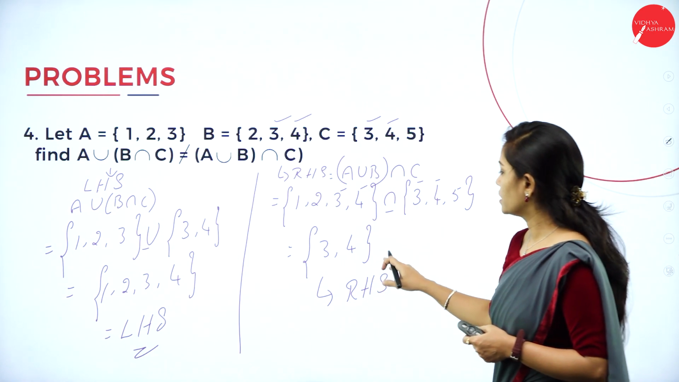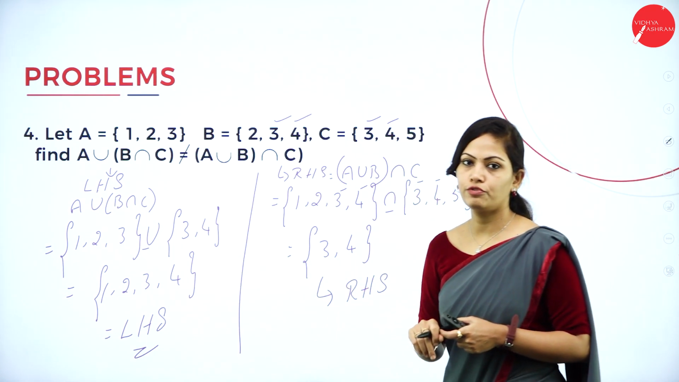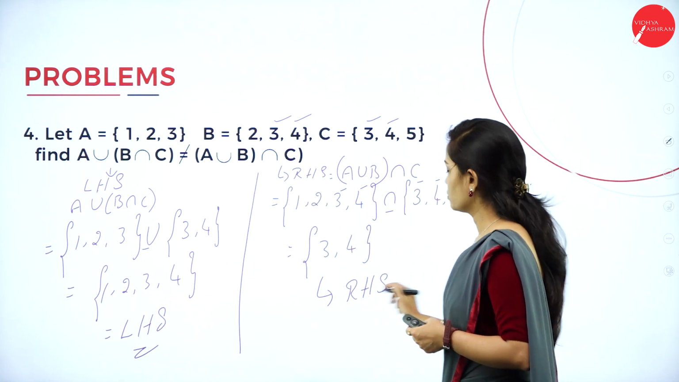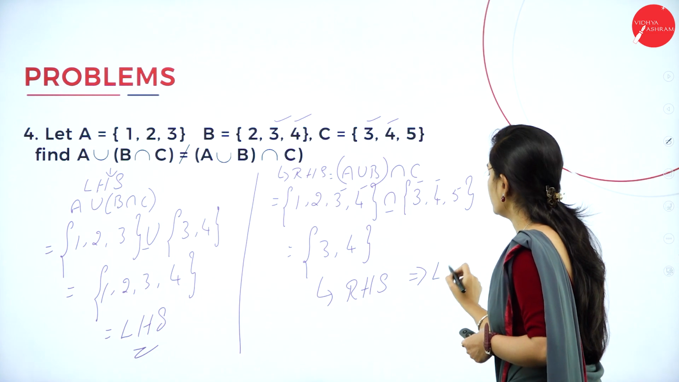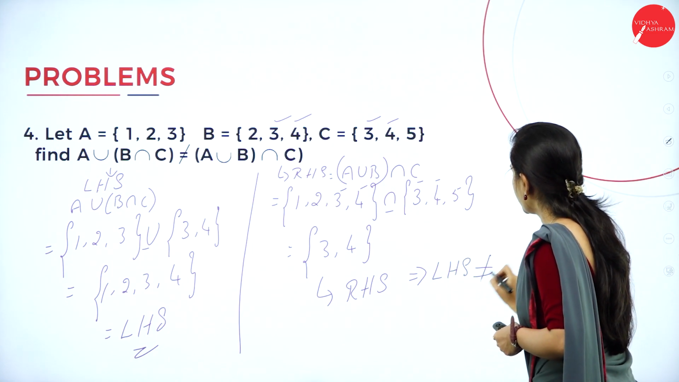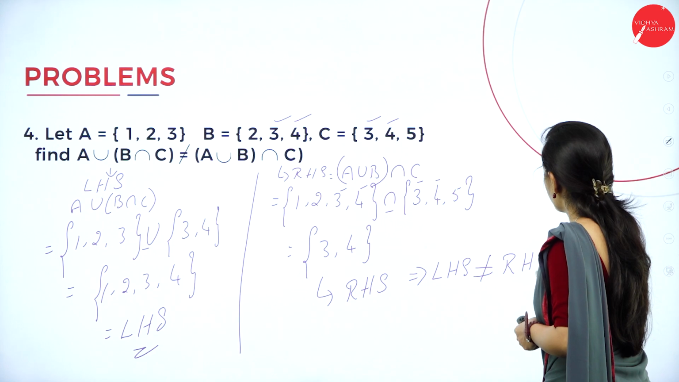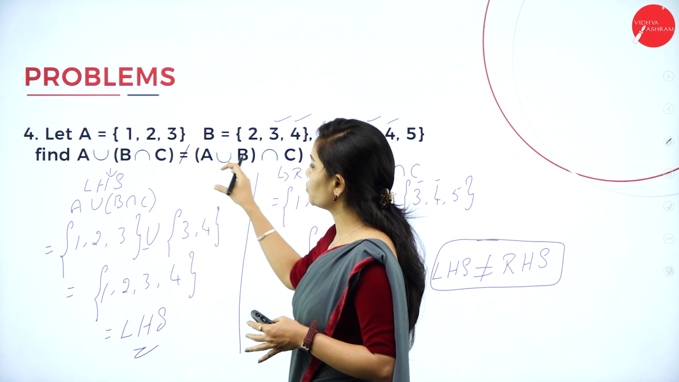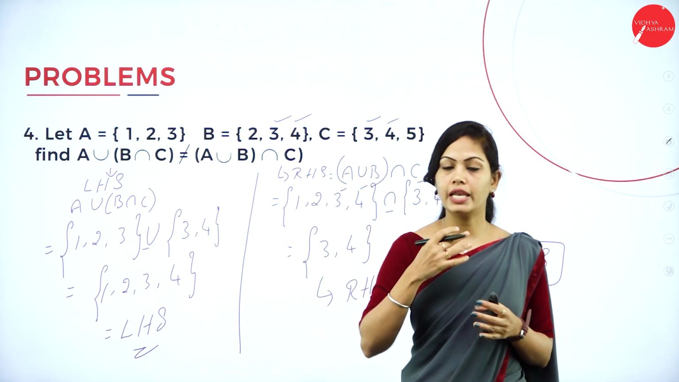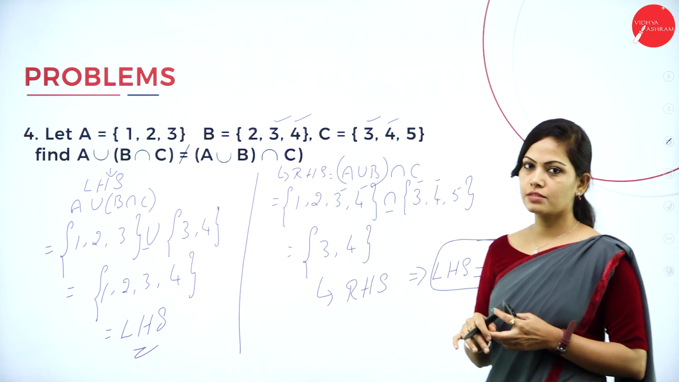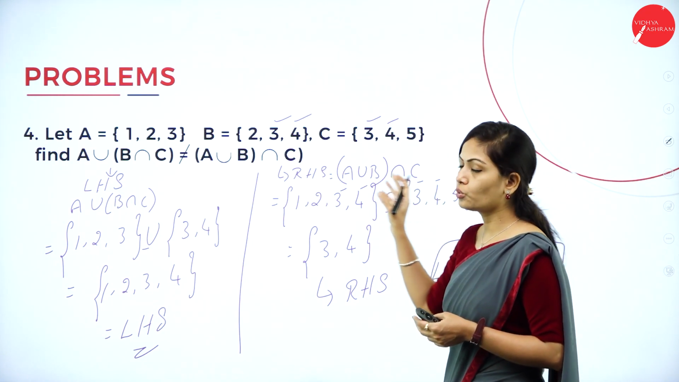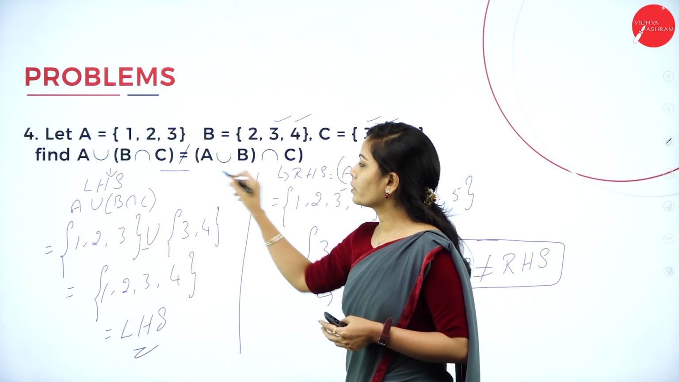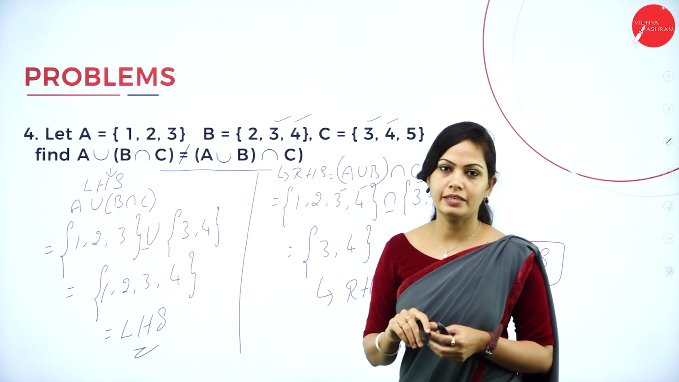RHS is 3, 4. LHS is 1, 2, 3, 4. Is it equal? It is not equal. So finally, LHS is not equal to RHS. Hence it is proved. So using the set elements we can prove whether LHS is equal to RHS or LHS is not equal to RHS. It is a very simple concept. Just use the operations of union and intersection, and easily you can prove the laws in set theory.